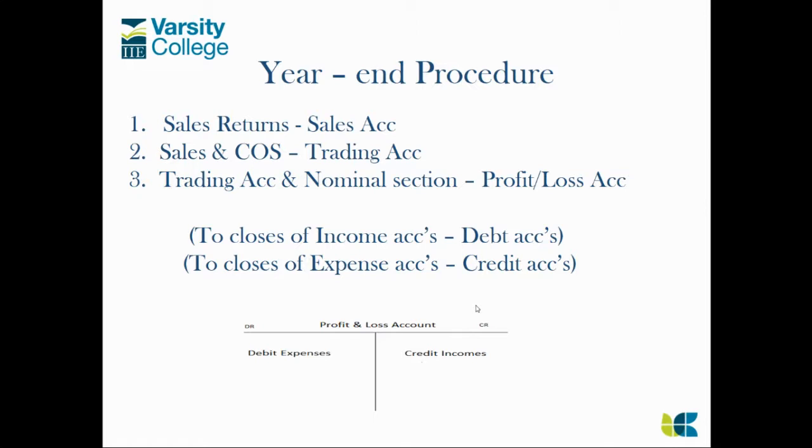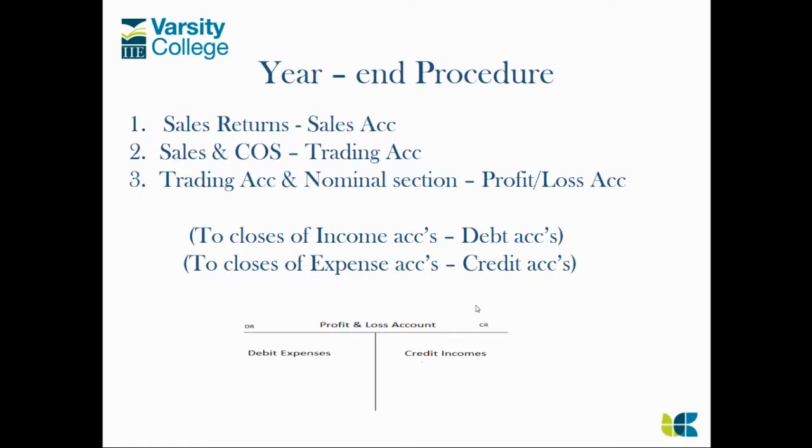Once you've closed off sales returns to the sales account, we then go on to close off your sales to the trading account. Can you see that? I put sales there, and then which account are we closing off to? The trading account. If you see in step one, I have sales returns, it gets closed off to the sales account. I've done that intentionally, so you know exactly where this is supposed to get closed off to.